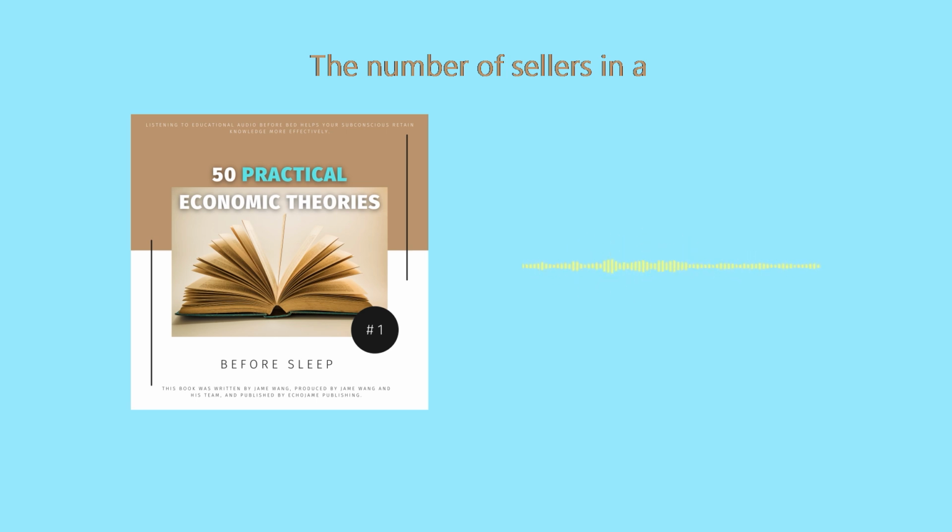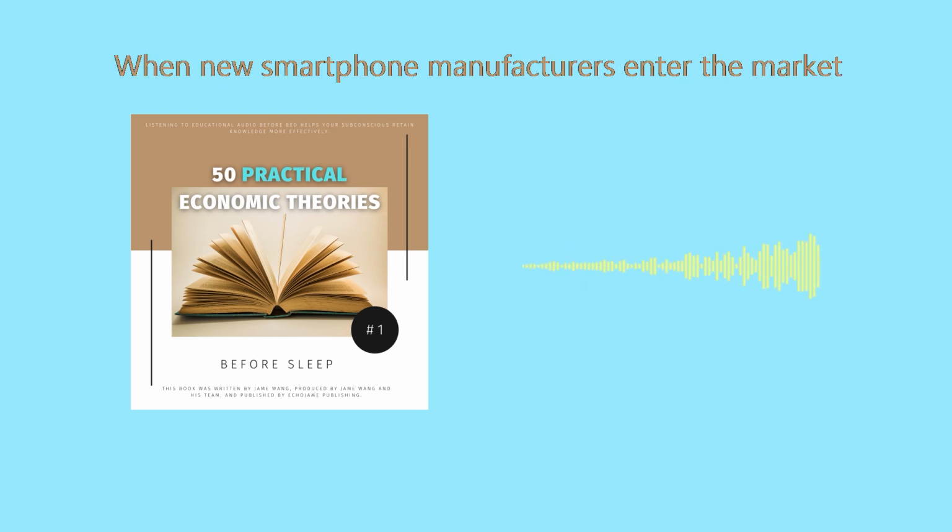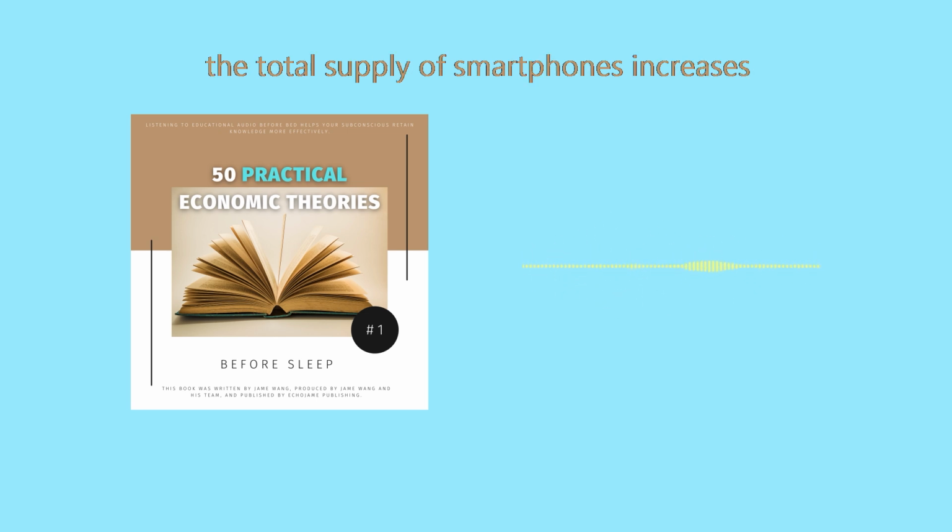The number of sellers in a market is another important factor. An increase in the number of suppliers typically leads to a higher overall supply. When new smartphone manufacturers enter the market, the total supply of smartphones increases, leading to more choices for consumers.